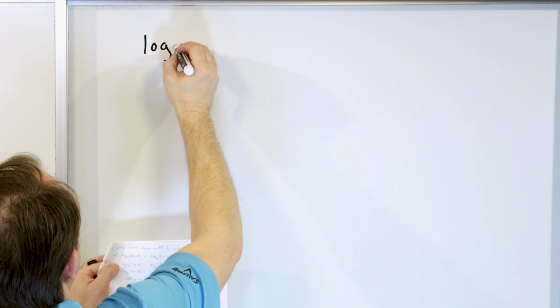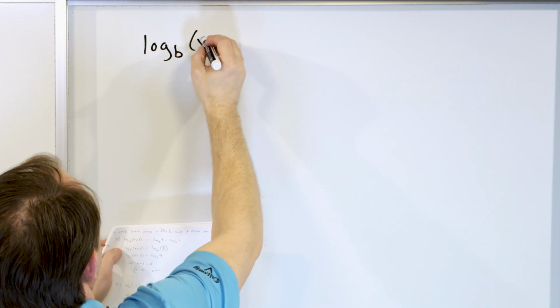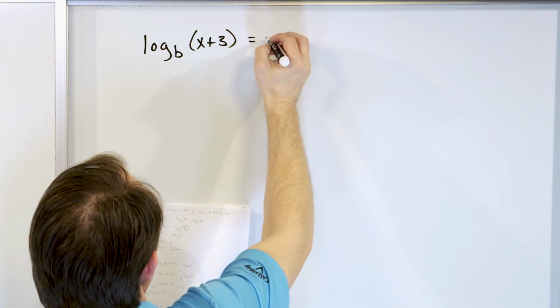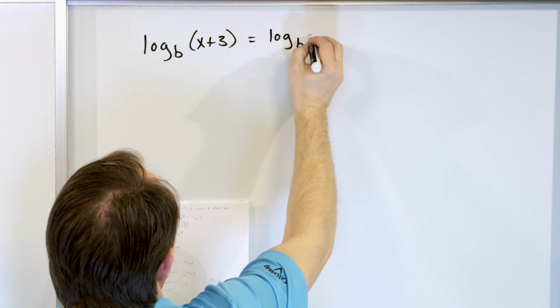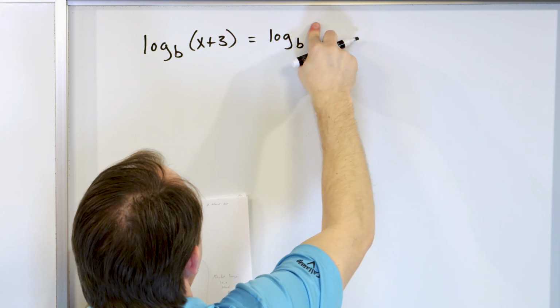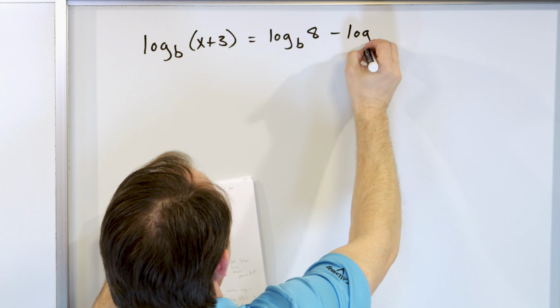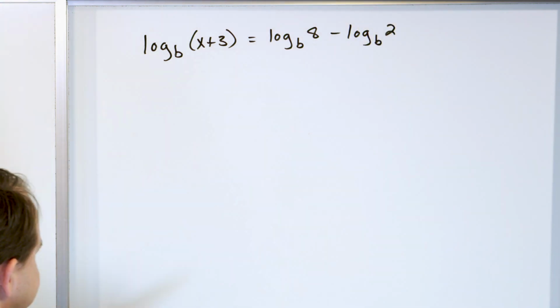All right, let's go back to a little easier problem. Let's say we have logarithm base b of x plus 3. I don't know what the base is. I don't care. It's some number b. It equals log base b of the number 8 minus log base b of the number 2.